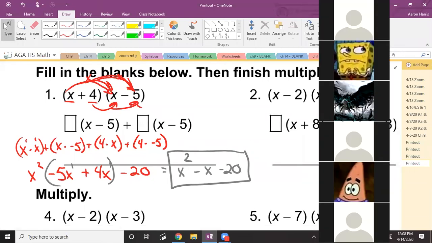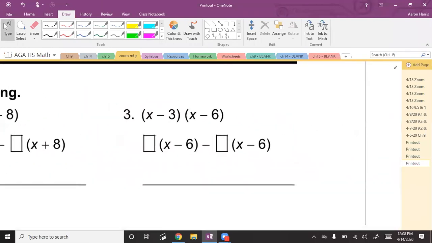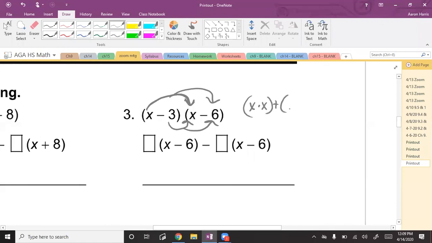So here we go. I'm going to pull somebody out of the crowd. Let's go with Alexander. So I draw an arrow here. What does the arrow mean? To multiply. Good. And draw an arrow here. How many arrows do I have? 4. Good. So the first arrow says x times what? X times x. Good. The second arrow says x times what? 6. Good.